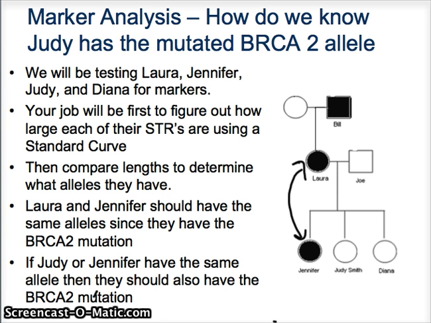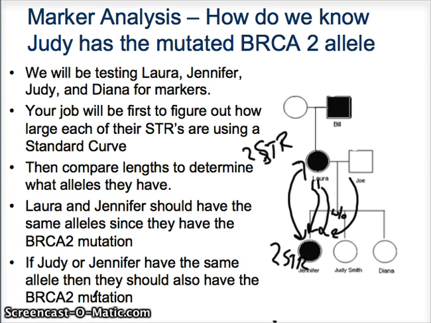is on. Because remember, Laura has 2 chromosomes to pass down. She could give 1 chromosome with the BRCA2 mutation, or she could give 1 without. And Jennifer also inherits 1 from her mother and 1 from her father. So Jennifer's going to have either one of these and also another one from her father. So Jennifer's going to have 2 STRs that we're going to look for, and so is Laura. And we'll look at that in a second too.